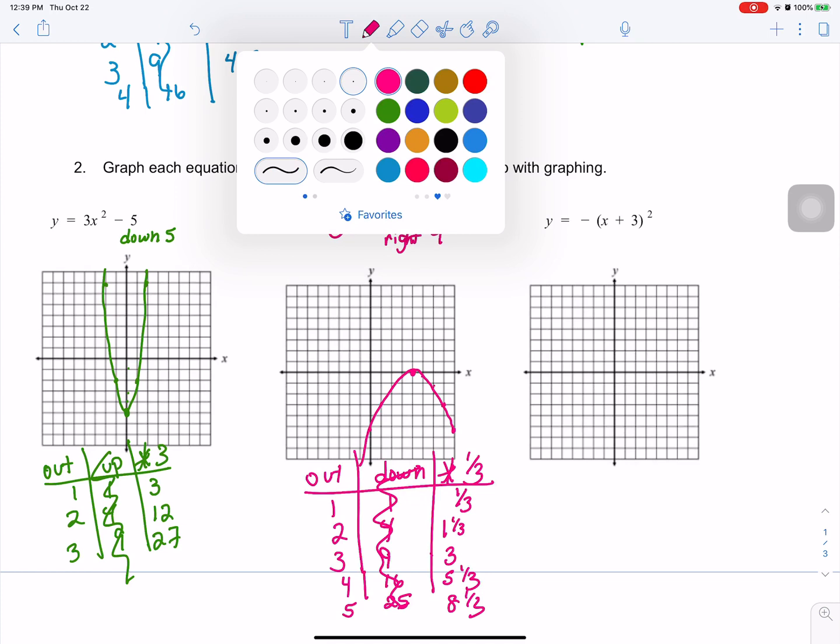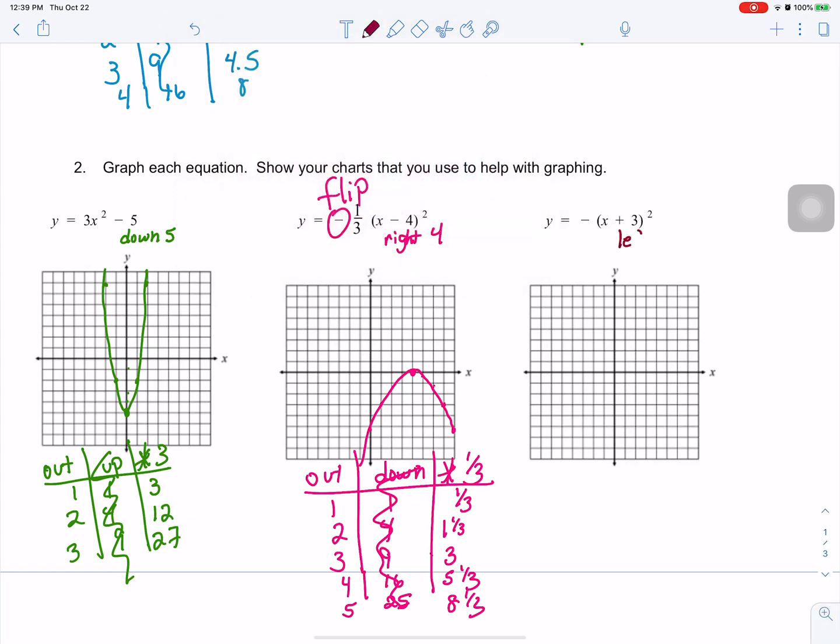My last one here tells me to move left 3, and then it's going to tell me to flip. So I move left 3. There's no other number out front, so I'm not making it narrower. I'm not making it wider. I'm just going to do my out and my down, and you don't always have to write just that particular one because it's going to be the 1, 1, 2, 4, 3, 9. And then we connect our dots.